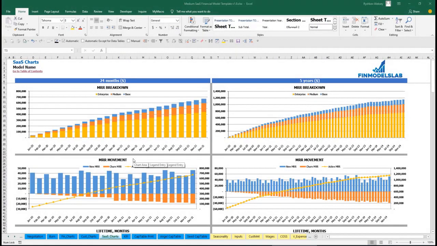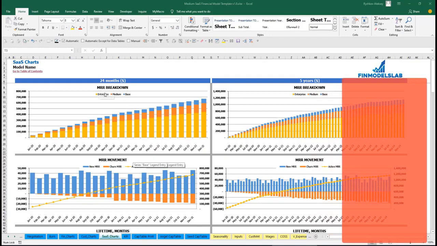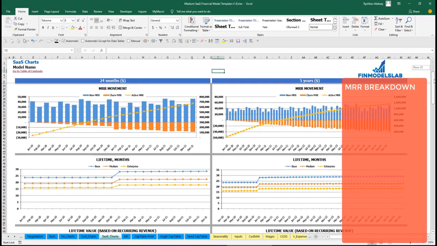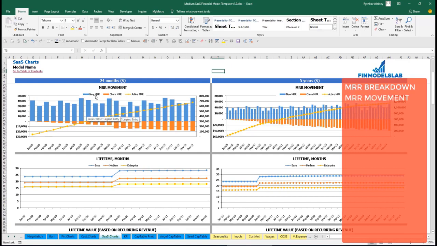On the SaaS Charts tab, you may see the main SaaS KPIs and metrics broken down by two sets of charts. On the left side you can see the monthly amounts for the 2 years, and on the right side the monthly amount for 5 years. On the top set of charts you may see the MRR breakdown by 3 offerings. In this case this is enterprise, medium and base. The next couple of charts will show you the MRR movement, which is new MRR, churn MRR by months, and as a result on the yellow line you may see the active MRR.